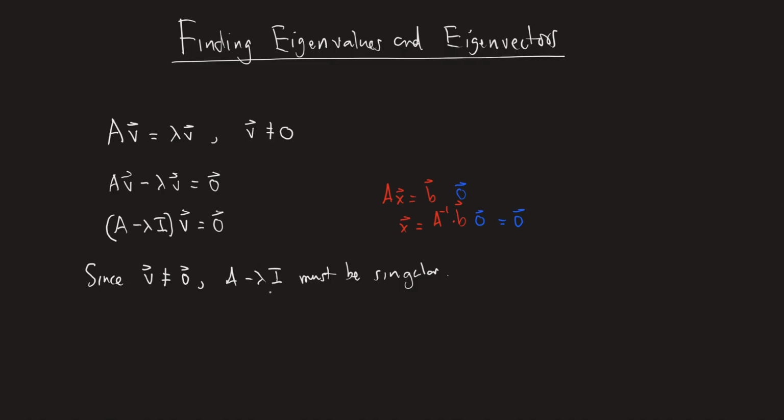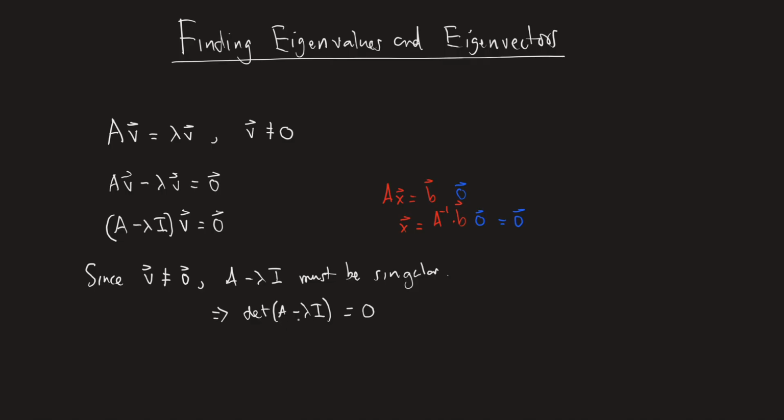But this matrix, the only way it's going to be singular is if its determinant is equal to 0. So this implies that the determinant of A minus lambda I must be equal to 0. And then this gives me another equation, but this is not like a vector equation. This is really just a polynomial equation, right?